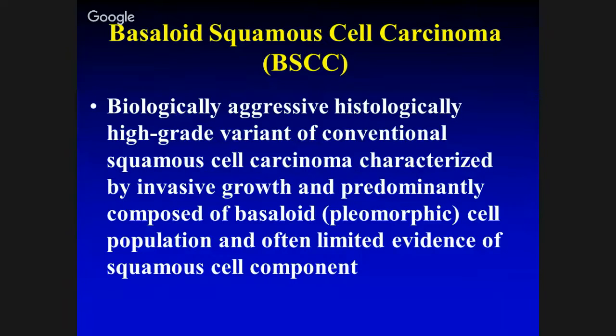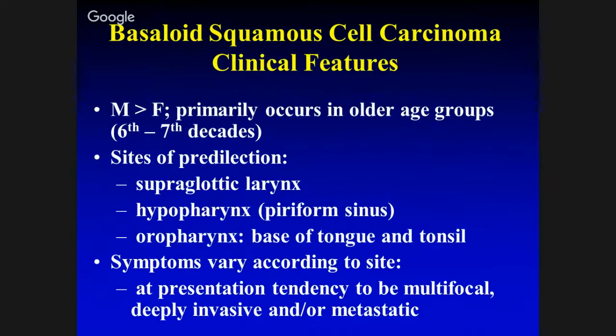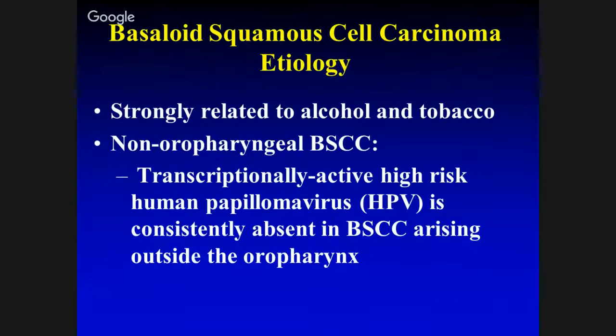We'll go through that. So this is a high-grade variant of squamous cancer. Often the squamous component is very limited, but predominantly this is malignant basaloid cell proliferation. Again, older men, predilection to the larynx, supraglottic larynx, the hypopharynx, the piriform sinus, and in the oropharynx, they're often but not always HPV associated, as you see here.